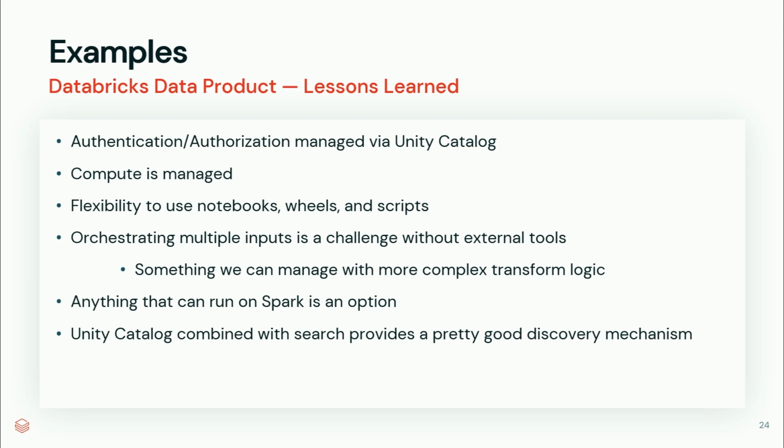Triggering the Gamma data product to run when both data products were ready involved a level of technical complexity I did not feel like implementing. So I ultimately didn't do that. But one of the nice things about using the asset bundles is if you can run it on Spark, you can run it. And then Unity Catalog search suffices as a good discovery mechanism in this place.